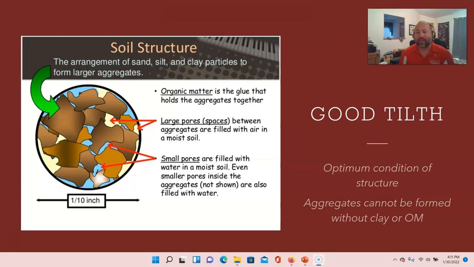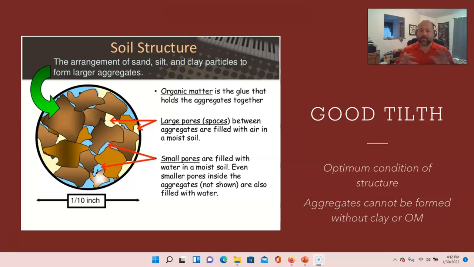First, let's talk about the idea of good tilth. Your book mentions this term, and good tilth just means the optimum condition of structure. The big thing to think about is clay and organic matter and the role they play in structure, as aggregates can't be formed without clay, because once again, it's that huge surface area, that stickiness. Those are really important in binding things together. Then we talked about the idea of sand and silt being the skeleton. If you think about a house, you put up the frame, this big wooden frame, and that's your sand and silt.